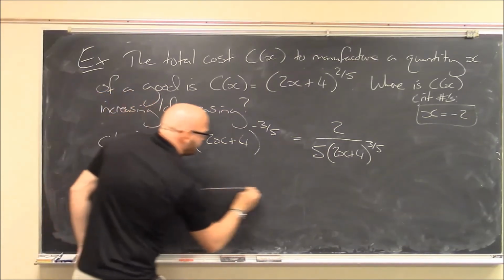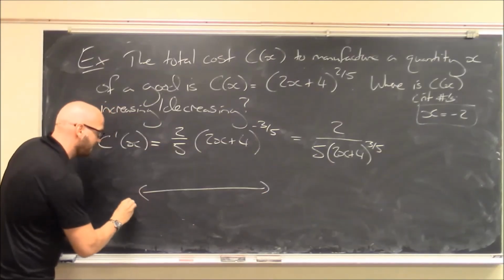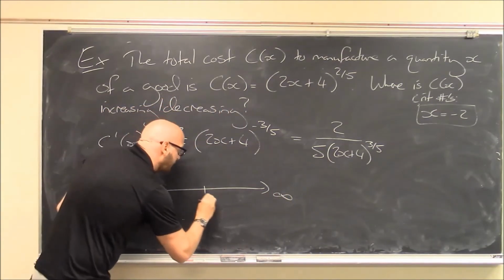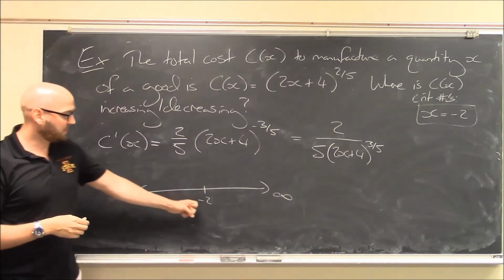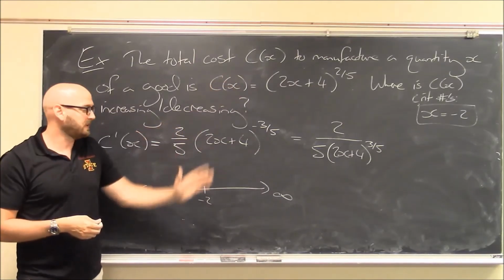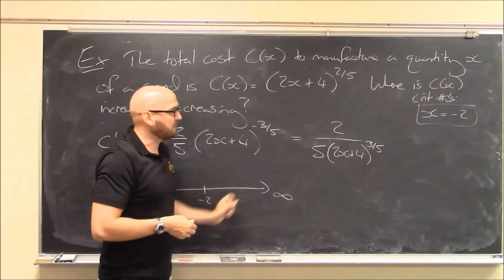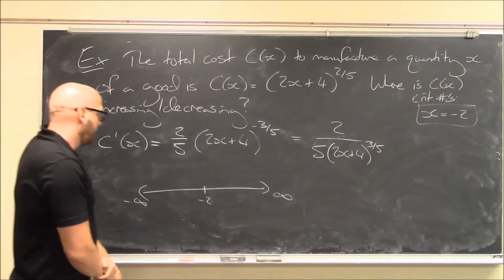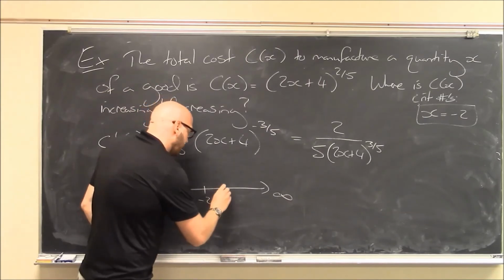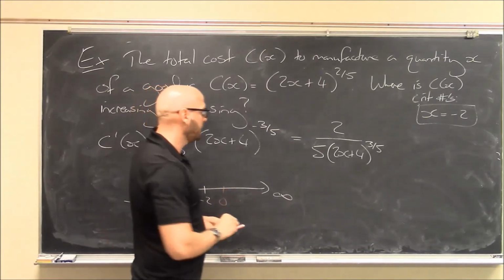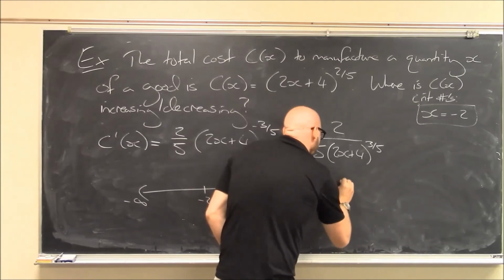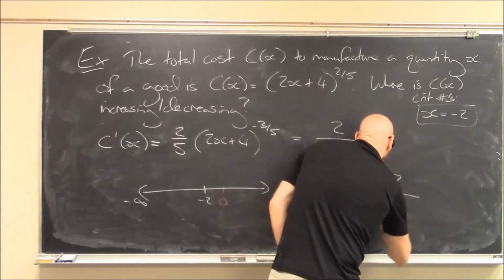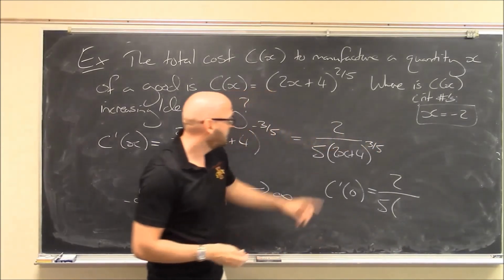And this looks a whole lot like the subintervals we had in the last example, but minus 2 has arisen in a different way. In the last example we had minus 2 here because it wasn't part of the original domain of the function. Here we have minus 2 because it's a critical number. So slightly different in this case, but we'll go ahead and plug in some values. So we'll plug in 0 again because 0 is always really nice. So C prime of 0 is 2 over 5 times 4 to the 3/5.